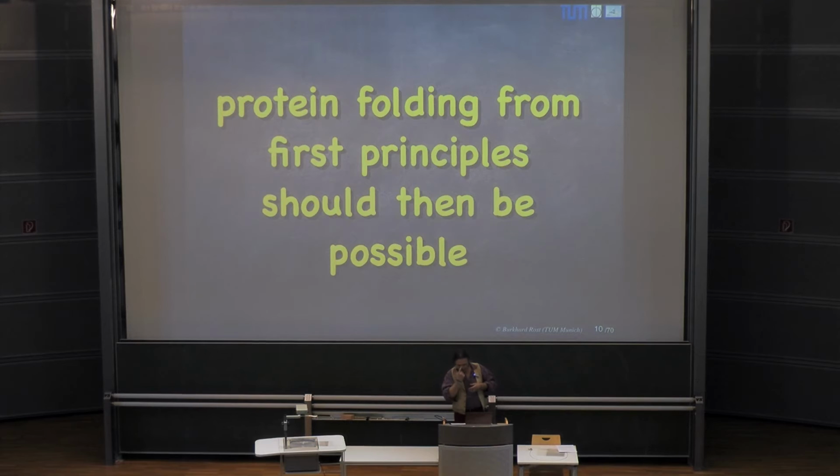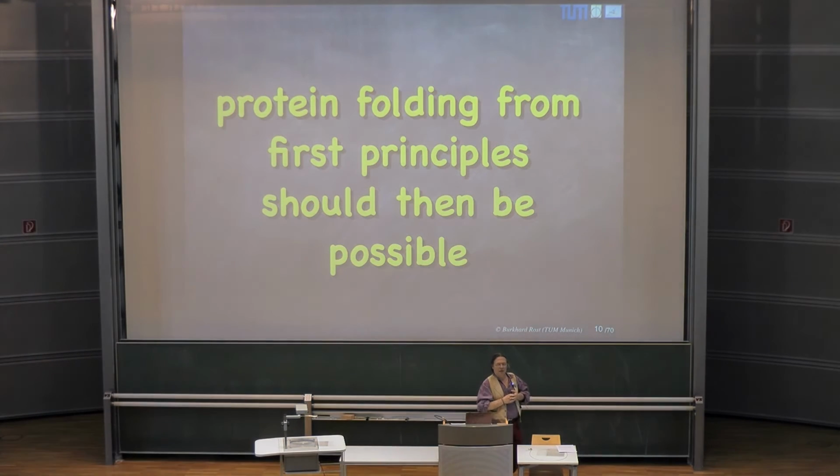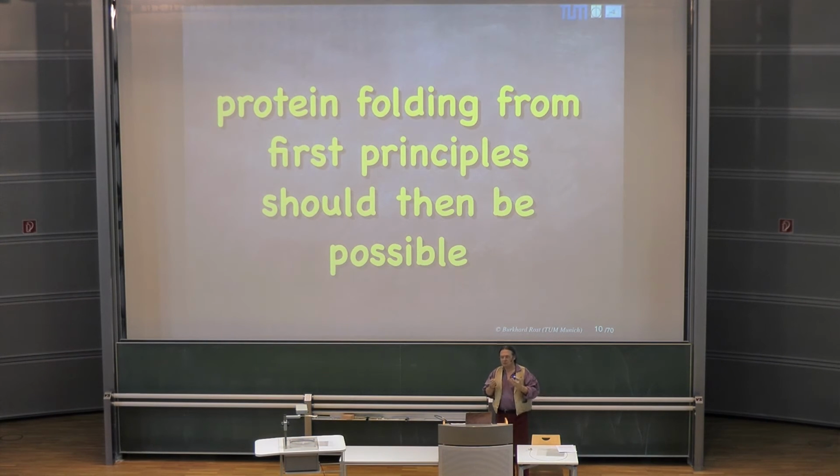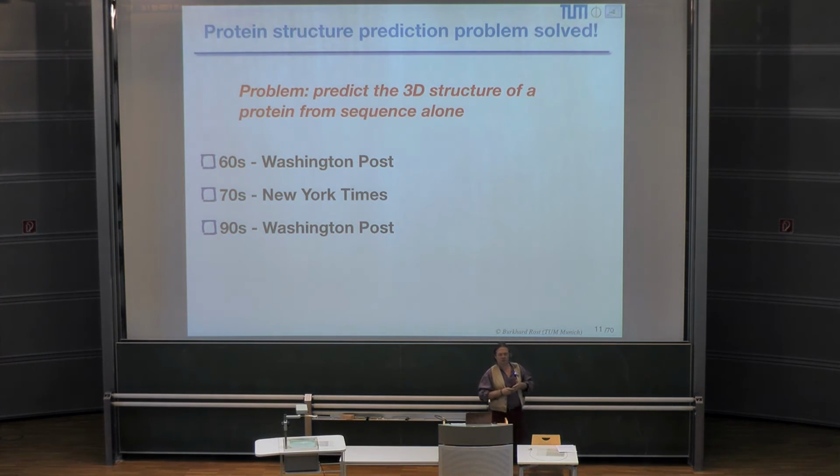Let's get back into some other issue here. That's the statement I made. In principle, the folding of a protein should be predictable from first principles, from physics, from simulations. And indeed, you will find that the problem has been solved. It has been solved for the first time in the 60s. There was a big article in the Washington Post. It has been solved again in the 70s. There was a New York Times article this time, and in the 90s, another Washington Post article.